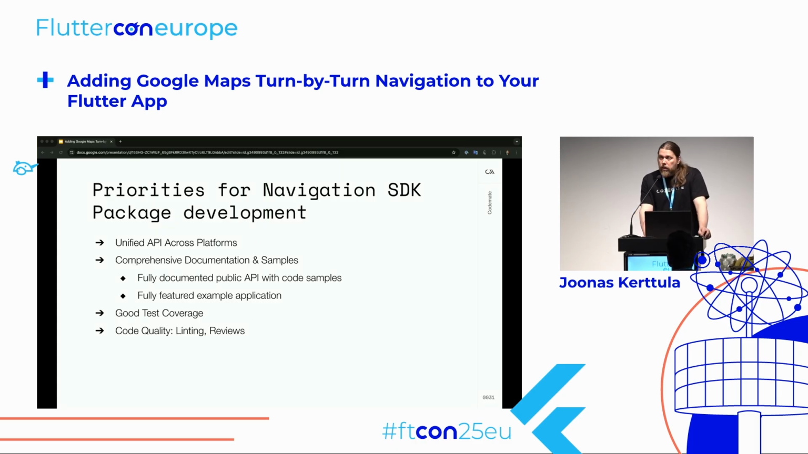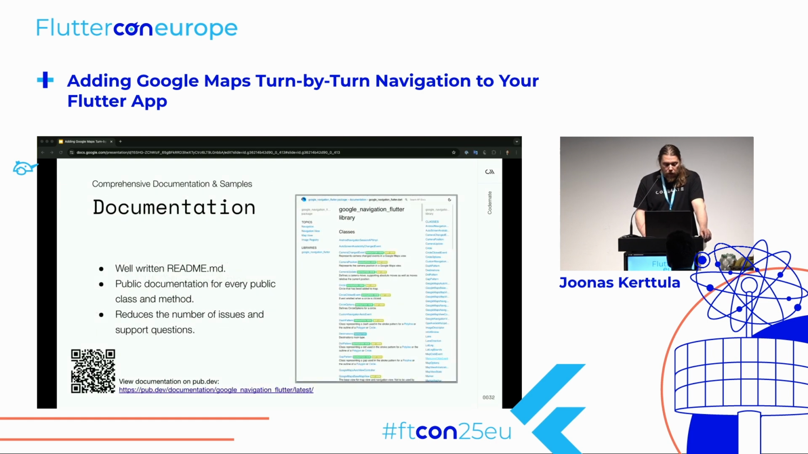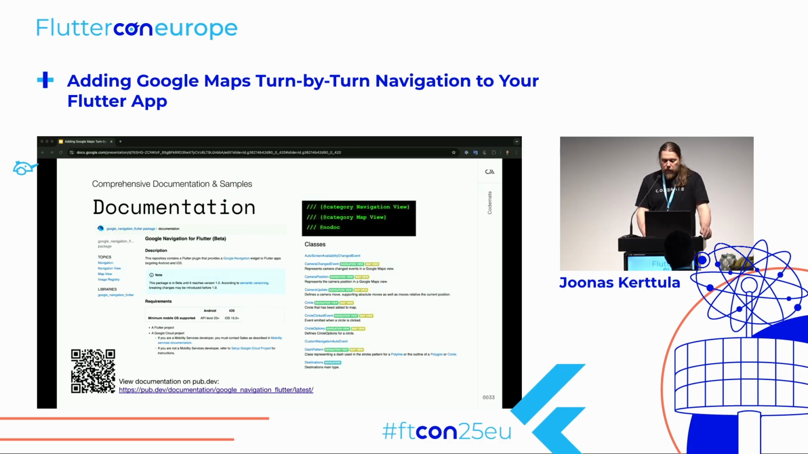And for code quality, everything is of course linted and reviewed. About the documentation, there's official documentation on pub.dev for this, and every class has really well-written documentation, so it should be quite easy to implement with that documentation. We have separate categories in the documentation as well. Some functions are available only for the map view and some for the navigation view. Those are clearly marked in the documentation as well.